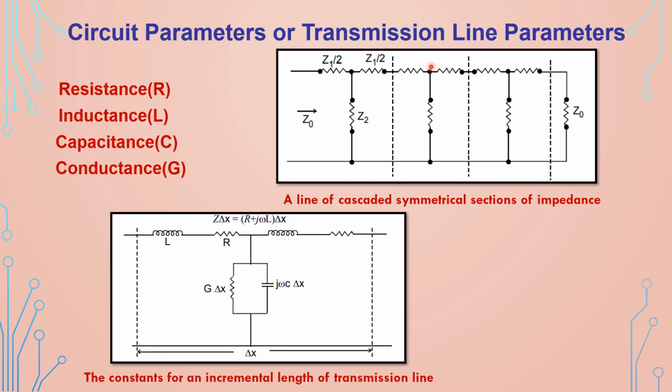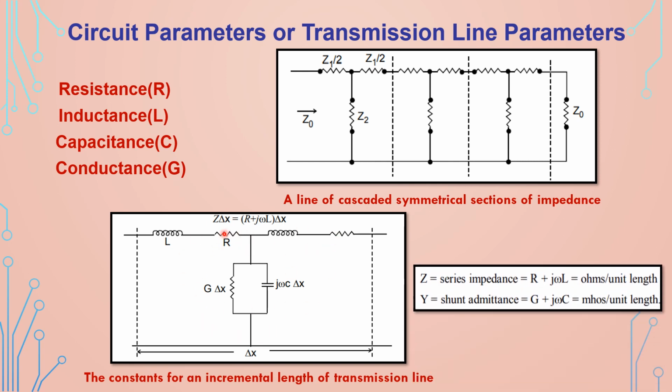See here, when I look into this one section of a transmission line, you have a series inductance L and a resistance R. This inductance and resistance are forming the series arm of your symmetrical network, which is accounted by Z del X, where del X is the length of the small incremental line. So I have a resistance in series with an inductance, and across the shunt I have a capacitance and a conductance.